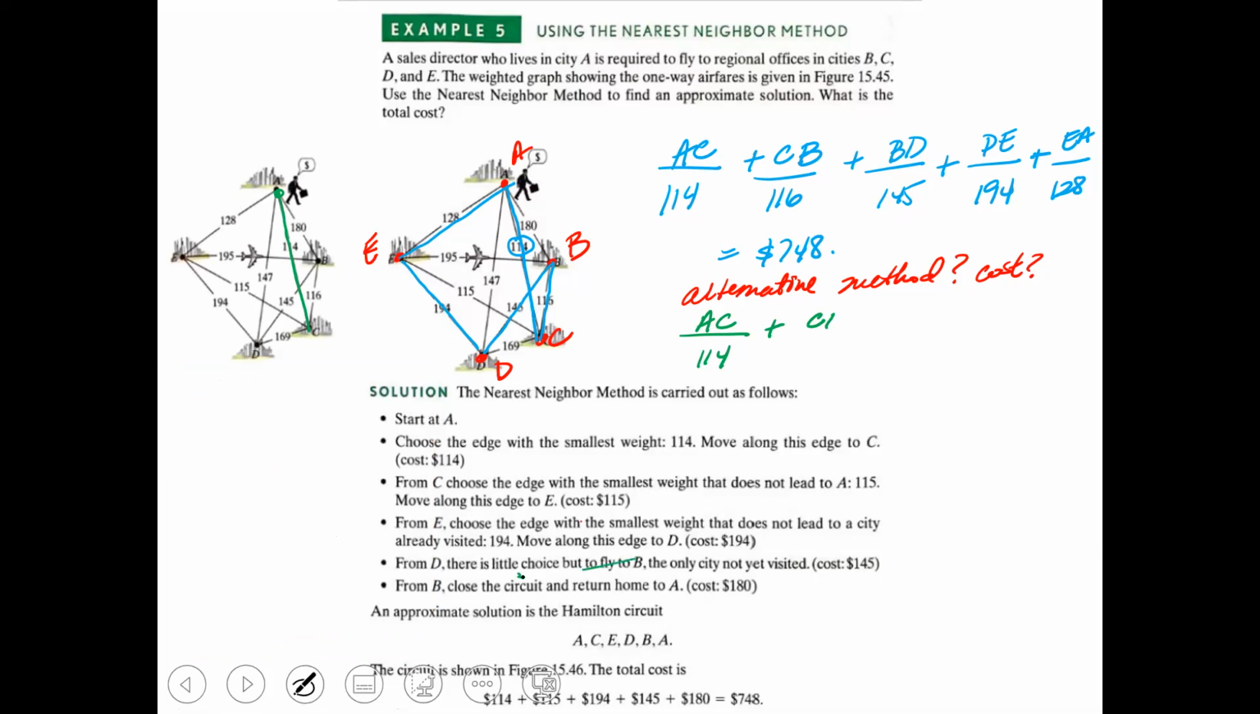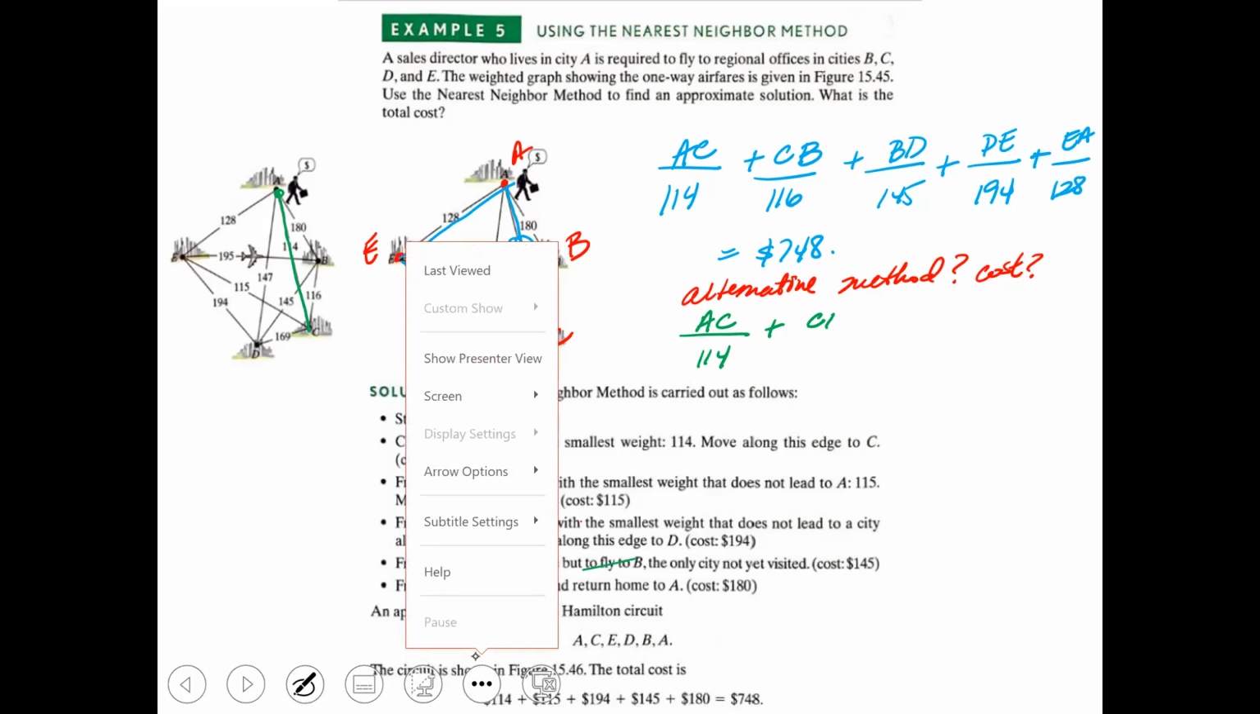And I'm not quite sure why my pen is not working. Come on. Okay, give me 1 second. Let's see if I can find a different pen.